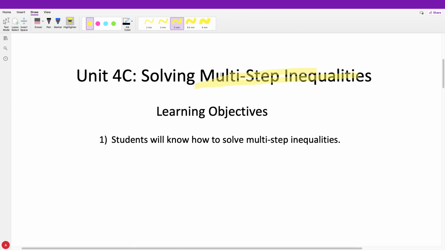All right, so we're going to focus on multi-step inequalities. And our learning objective is you'll be able to solve multi-step inequalities. You guys already showed me you can do this with equations. So now we just need to go ahead and do it with inequalities. So let's just go ahead and get started through these problems.